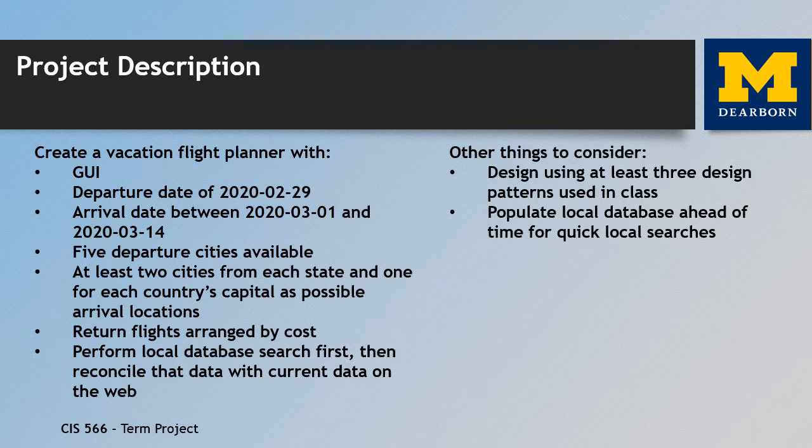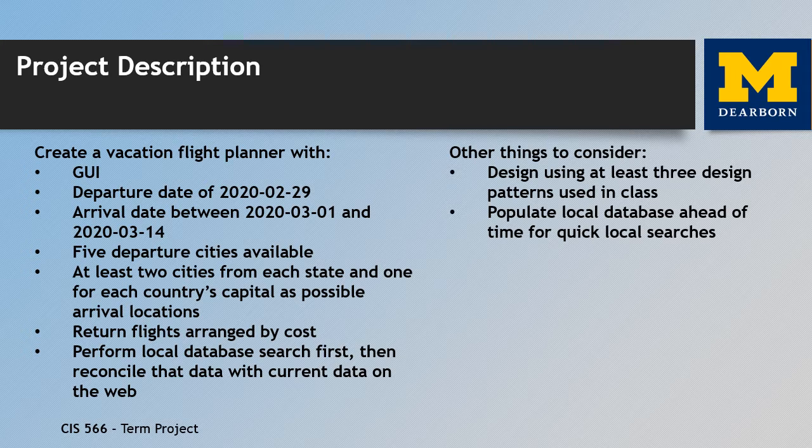We were tasked in this project to create a vacation flight planner with an easy-to-use GUI, departure date of February 29th of 2020, and an arrival date between March 1st and March 14th of 2020. We had to have 5 departure cities available, and then at least 2 cities from each US state and 1 for each other country's capital as possible arrival locations.